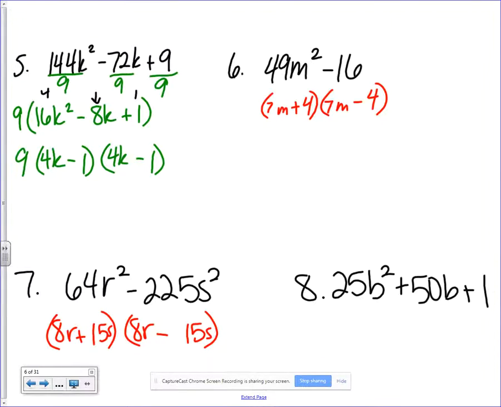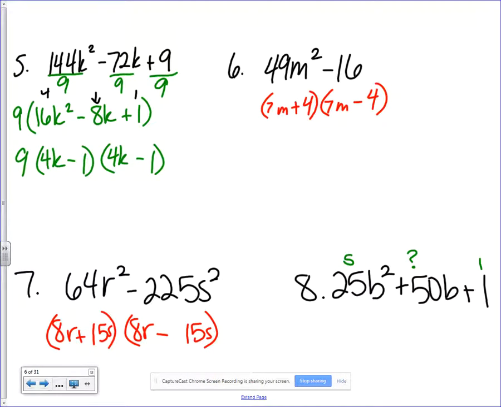What's that? You're about done with it already? Same thing over and over again. Number 8. You got a GCF? Nope. You could say long way, or you could say, hey, 25 is a perfect square, and 1's a perfect square. What do you get when you multiply them? 5. What do you get when you double it?